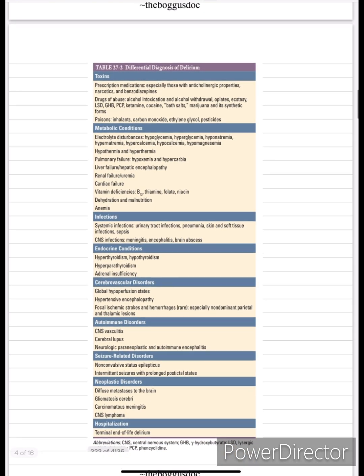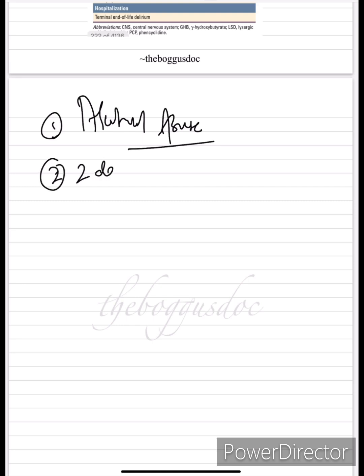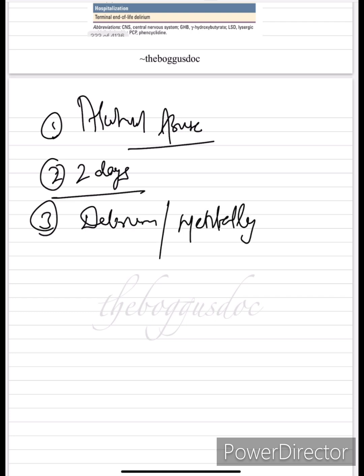There are multiple causes of delirium in a patient, and this table perfectly describes this: what the differential diagnoses of delirium are, and what type of patient can come with the different deliriums in your emergency OPD. So in this case, the patient has a history of alcohol abuse, first thing. Second thing, a history of 2 days, and he is in delirium, or we can say mentally confused.